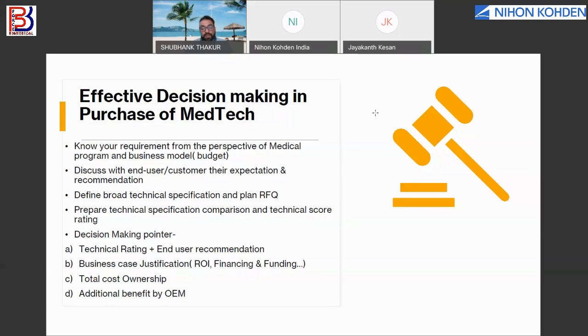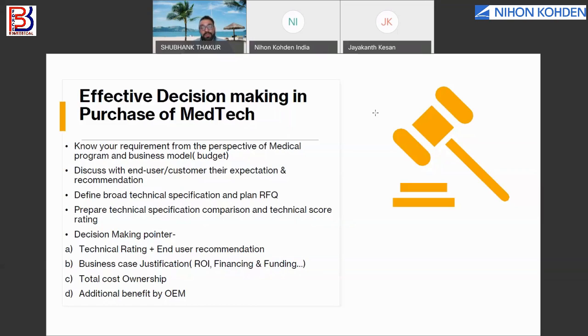You will be putting this into this document, and on the basis of this, you will be sharing those documents or releasing those documents officially in the market to get the information. And once you get this documentation from different manufacturers, you will compare the products and equipment on the basis of the technology. You will do a rating, an end user recommendation on the basis of this, and the overall decision making is done.